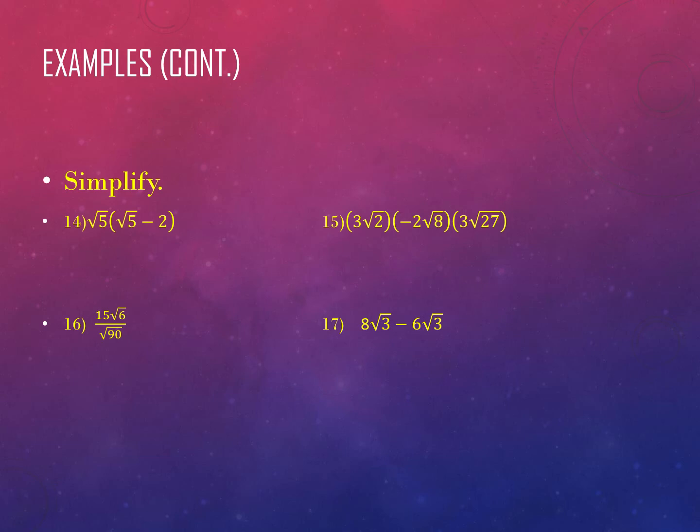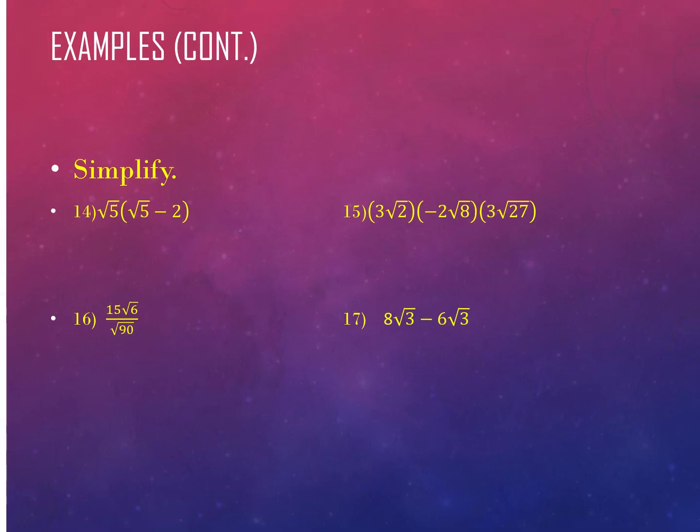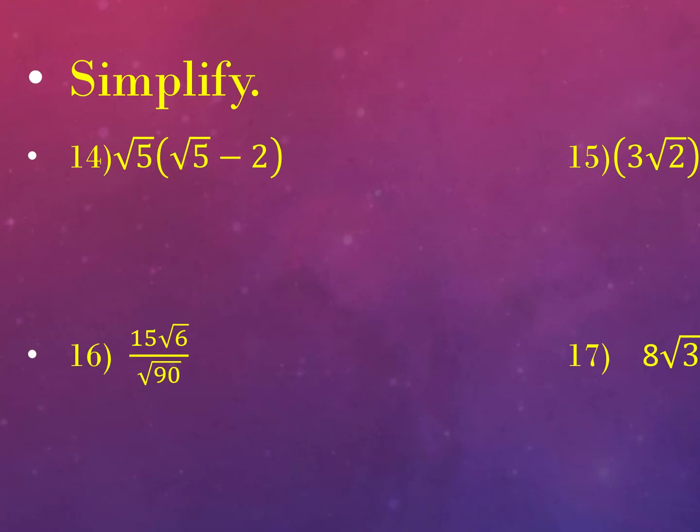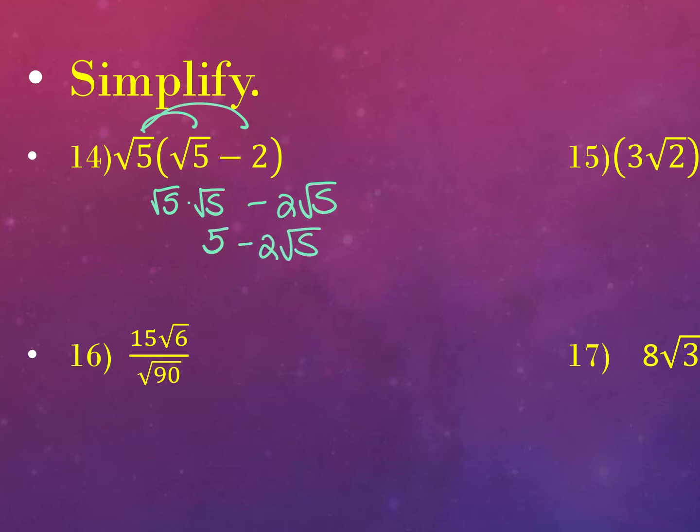All right, now we're dealing with multiplication and some distribution here. So when you look at something like 14, you've got a square root on the outside, and then you've got a sum or difference on the inside. So we're just going to use our rules of distribution to distribute square root 5 into both of these. So square root 5 times square root 5 minus 2 times square root 5. And the square root 5 times square root 5 is just 5, minus 2 root 5. One of those terms has a root and one does not, so I can't combine them together. That would remain as it is.